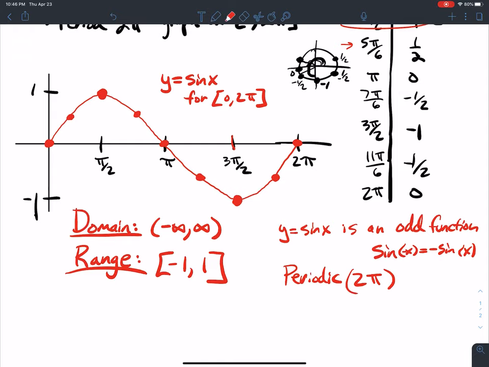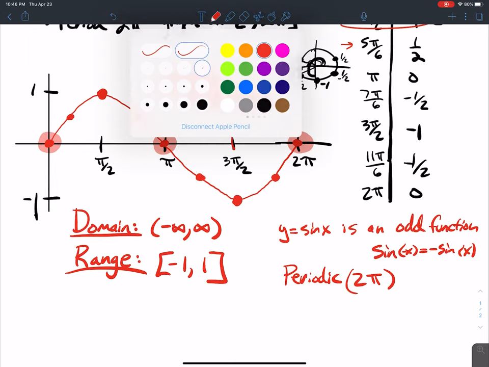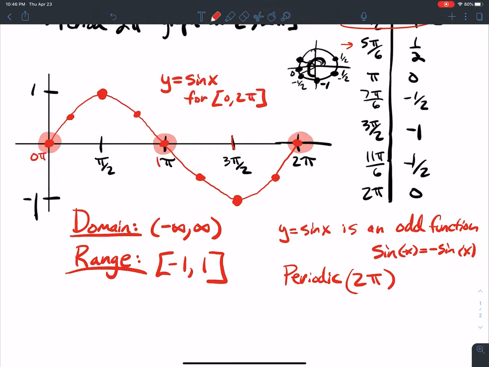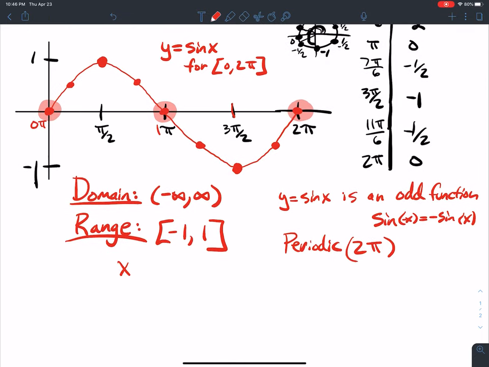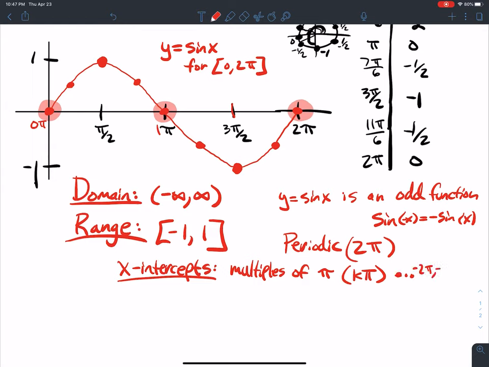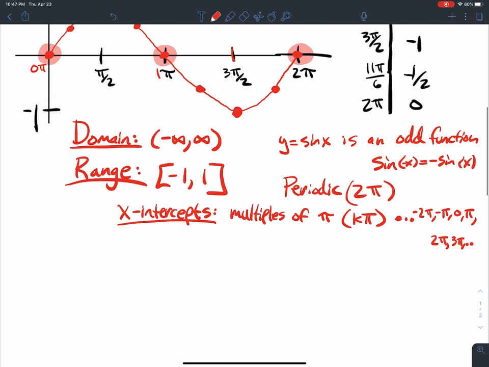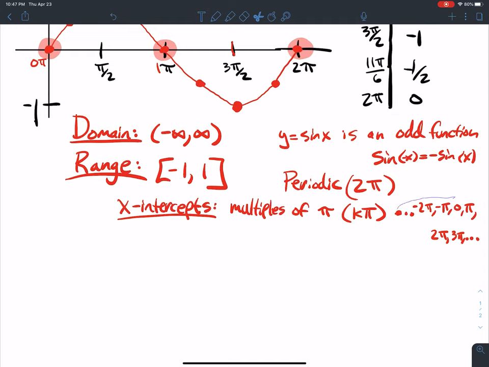X-intercepts: do we cross the x-axis? Yes, we cross the x-axis infinitely many times. Where do we cross the x-axis? At 0 pi, 1 pi, 2 pi. The x-intercepts are multiples of pi, so k pi, where k is some integer: dot dot dot, negative 2 pi, negative pi, 0, pi, 2 pi, 3 pi, and forever and ever. You can play that game as long as you want to play it. I'm not telling you to play it that long, but you could if you wanted to.